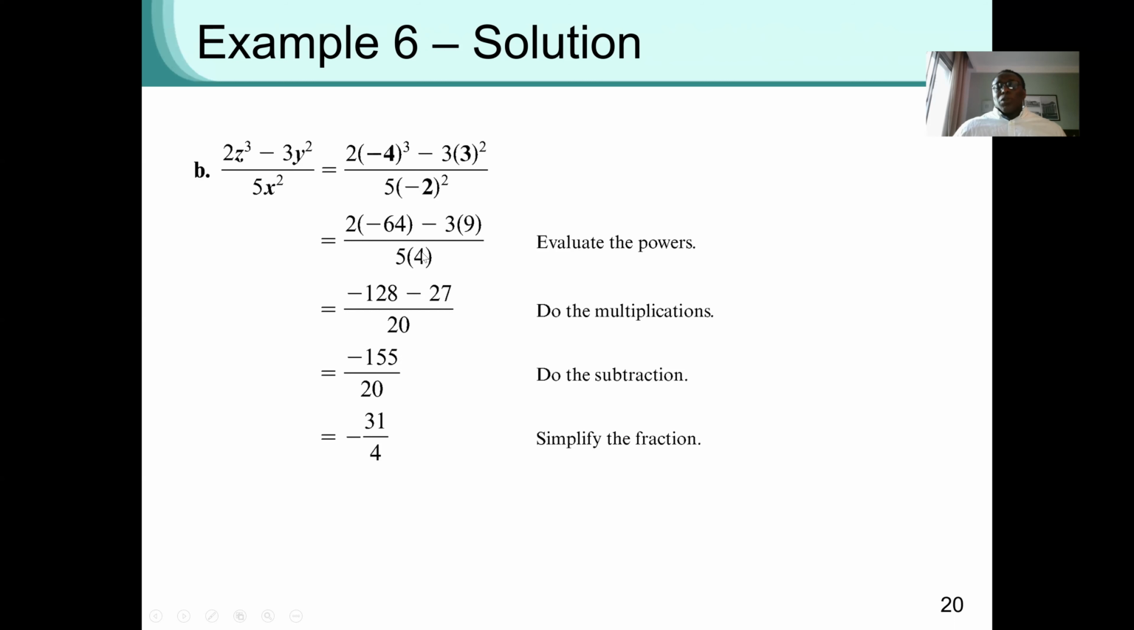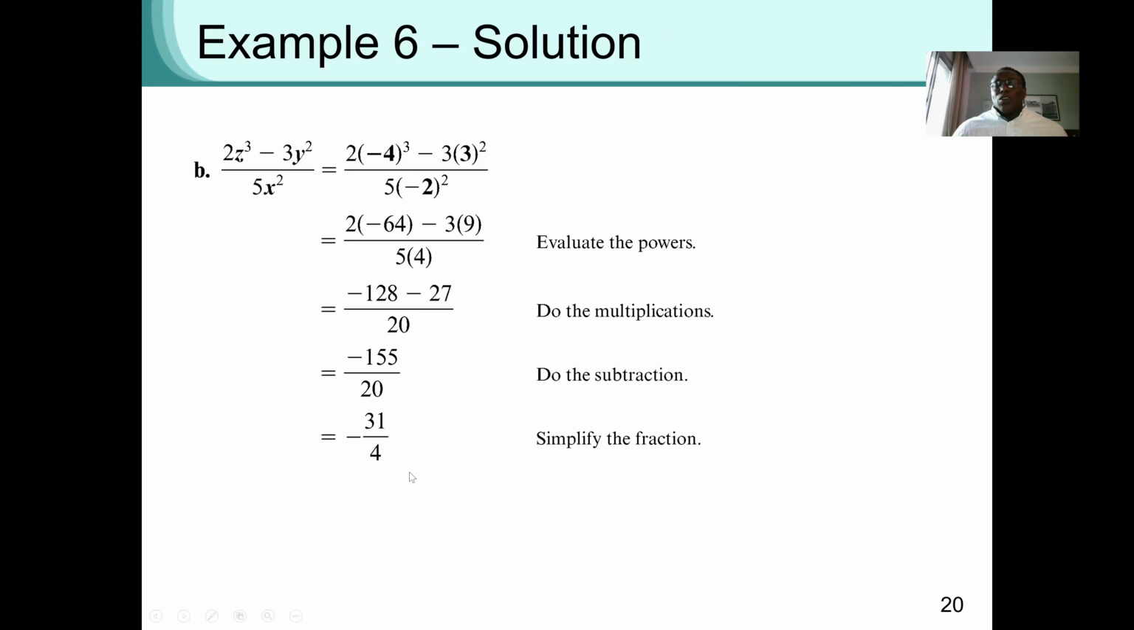Now we can do our multiplication. 2 times -64 will give me -128. Then -3 times 9 will give me -27. 5 times 4 will give me 20. I have a negative value and another negative value, so I will combine the two values and keep the negative sign. So -128 - 27 will give me -155 divided by 20. Again, 5 will go into both, so we'll reduce it to -31 over 4. So that will be our final solution.